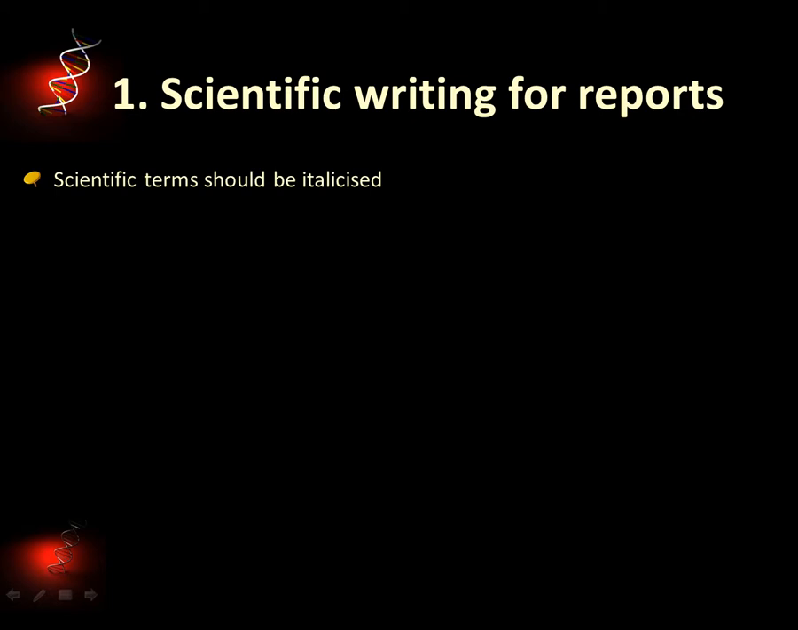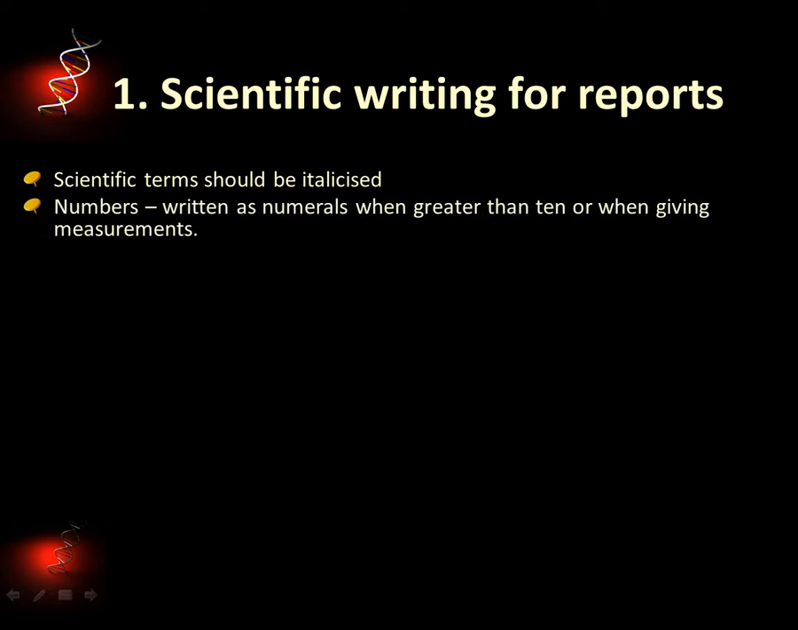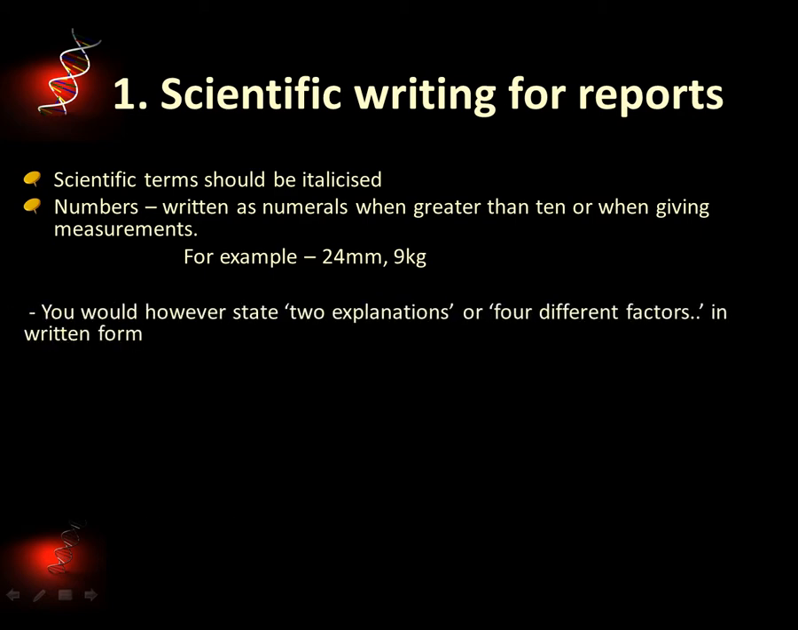Scientific terms should always be italicised when written in your report. Also, numbers should be written as numerals when they are greater than 10 or when they are associated with measurements. So for example, you would write 24mm and 9 kilograms in numeric form. However, if you were to say there are two possible explanations for these results, you would write that in word form. Similarly, if you were to say there were four different factors affecting the outcome of your practical class, then you would also express this in word form.